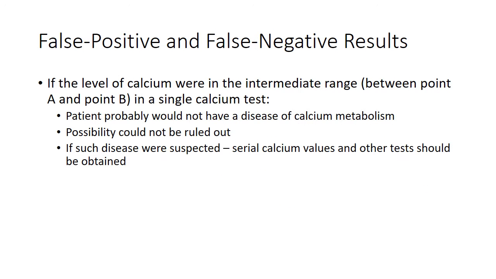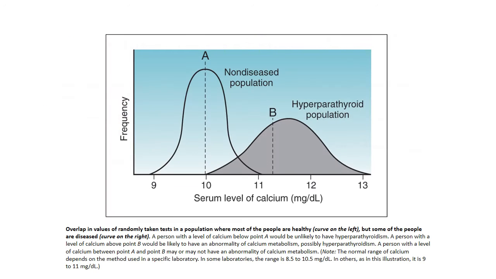However, the rub is going to be when you have patients who fall into the intermediate range between point A and point B, just in a single test. Basically, you'd say the patient probably does not have a disease of calcium metabolism. However, you can't really rule it out. And these are the cases where serial calcium levels and then also other tests, like PTH levels and whatnot, should be obtained.